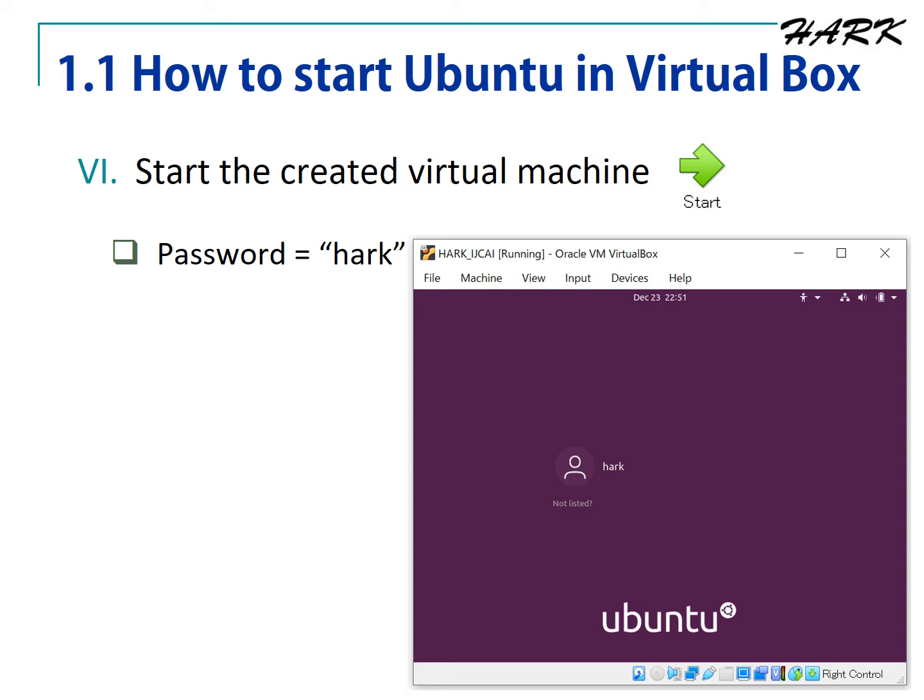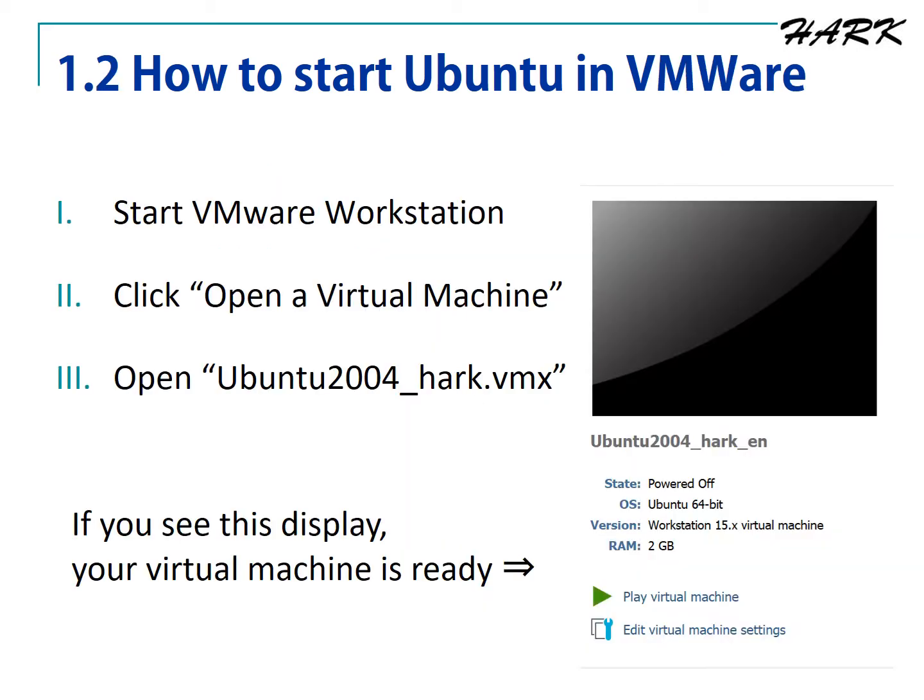Next, I'll explain how to start Ubuntu in VMware. Another way to start Ubuntu virtually is to use VMware. After you start VMware Workstation, click Open a virtual machine. Then open Ubuntu 2004 harc.vmx, the VMX file we uploaded before. If you see a display on the right, your virtual machine is ready.